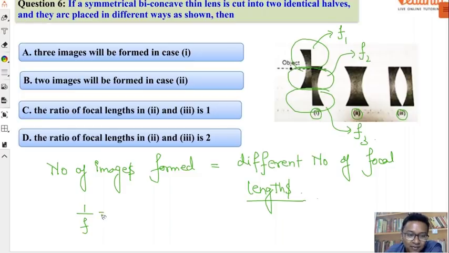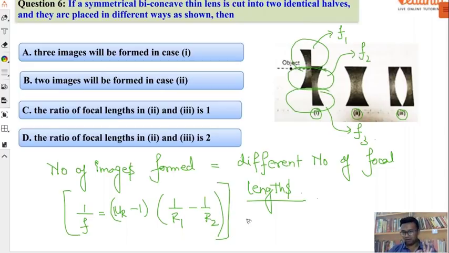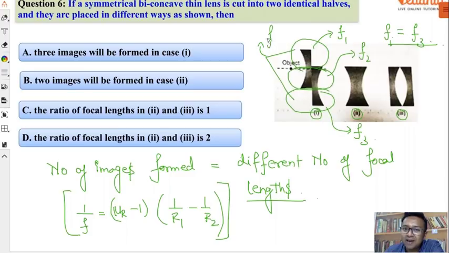Make a formula which is equal to mu relative minus 1 into 1 divided by R1 minus 1 divided by R2. Students, this is a very important formula that you need to remember. If you use this formula for portion 1, portion 2 and portion 3, you will see that my F1 will be equal to your F3. So though we have 3 regions, this and this region will give me the same value of the focal length. So in case number 1, there is not going to be 3 images. This is wrong.